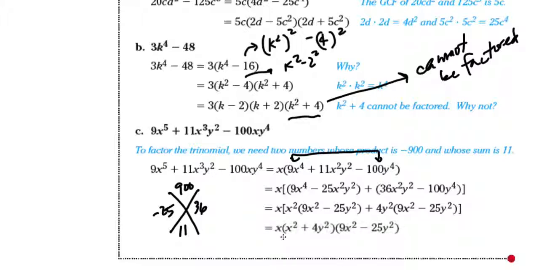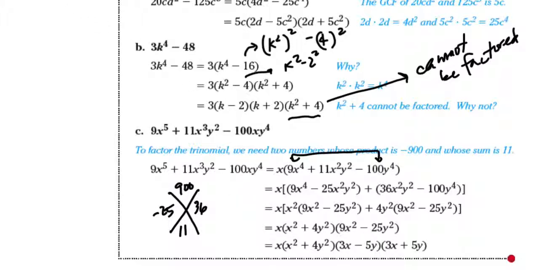So we now have x times x squared plus 4y squared times 9x squared minus 25y squared. And we now have a difference of squares in 9x squared minus 25y squared, and we continue factoring. Now we have x times the quantity x squared plus 4y squared. And then the difference of squares would be 3x minus 5y and 3x plus 5y. And that's how you completely factor this particular polynomial.